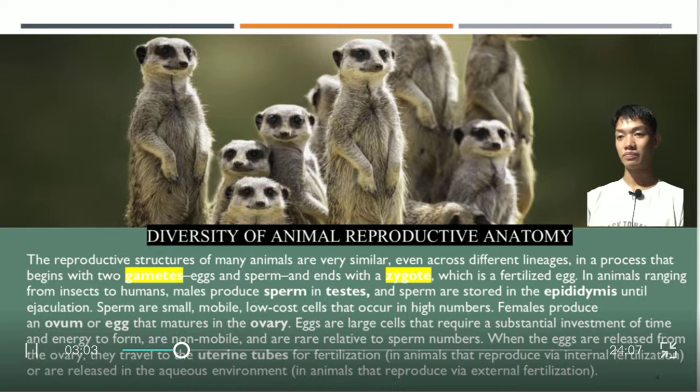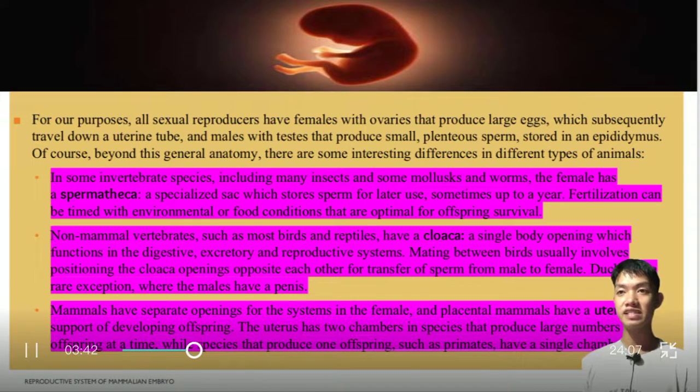Females produce an ovum, or egg, that matures in the ovary. Eggs are large cells that require a substantial investment of time and energy to form, are non-motile, and are rare relative to sperm numbers. When the eggs are released from the ovary, they travel to the uterine tubes for fertilization, in animals that reproduce via internal fertilization, or are released in the aqueous environment in animals that reproduce via external fertilization. So, for our purposes, all sexual reproducers have females with ovaries that produce large eggs, which subsequently travel down a uterine tube, and males with testes that produce small, plentiful sperm that is stored in the epididymis.